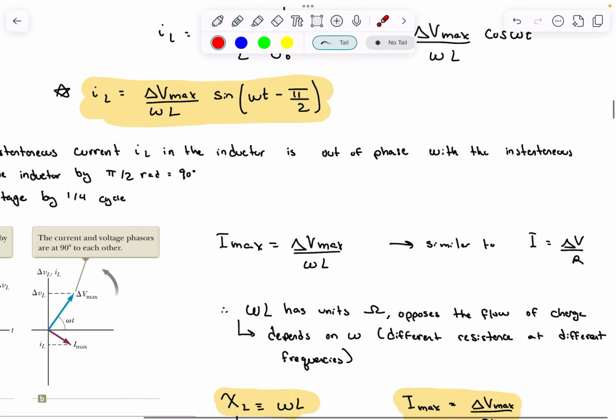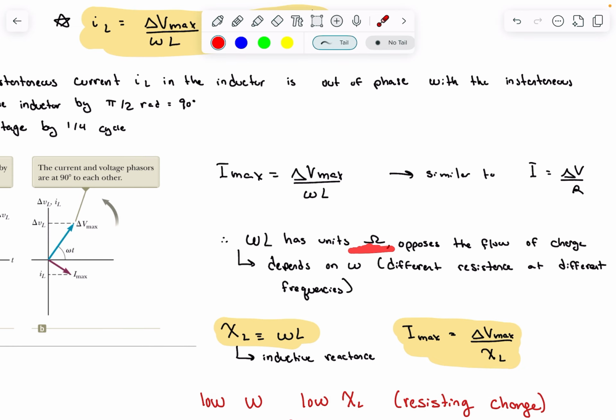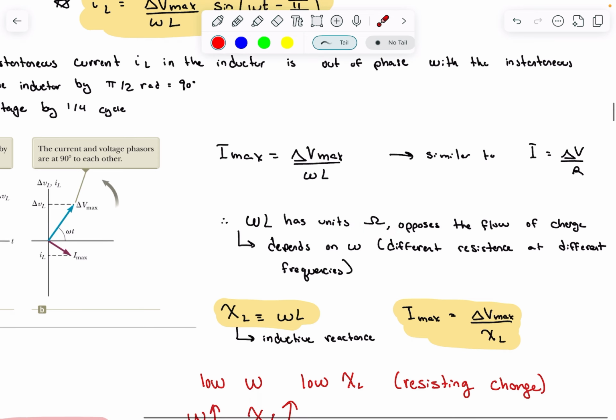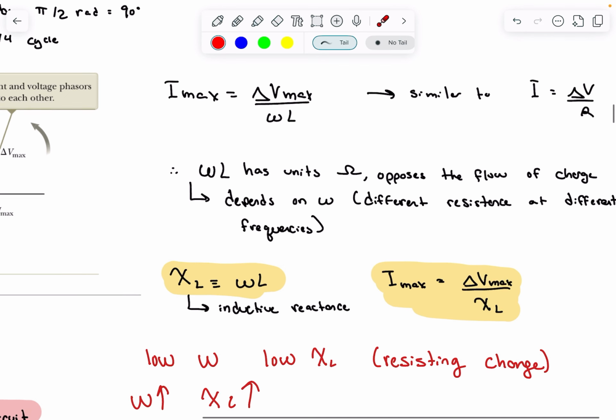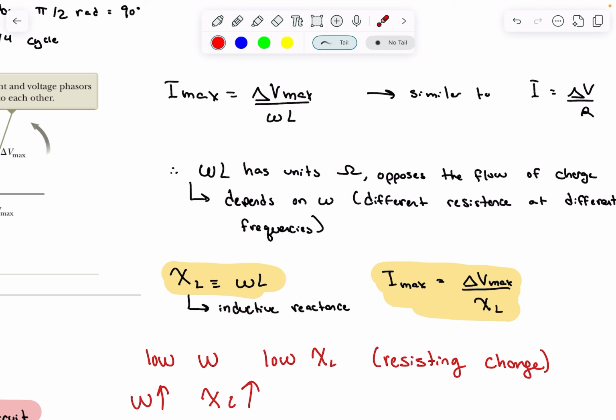This is a very similar expression to what we've seen when it comes to Ohm's law, where we have I is equal to delta V over R. So what we say is that omega L is very similar to the resistance. We're going to say that it has the units of ohms, and it acts like a resistor in a sense. We're going to give it its own letter. X sub L is called the inductive reactance, and it's equal to omega L. Then we just rewrite that and plug it in here, and we see that I max is equal to delta V max over X L.